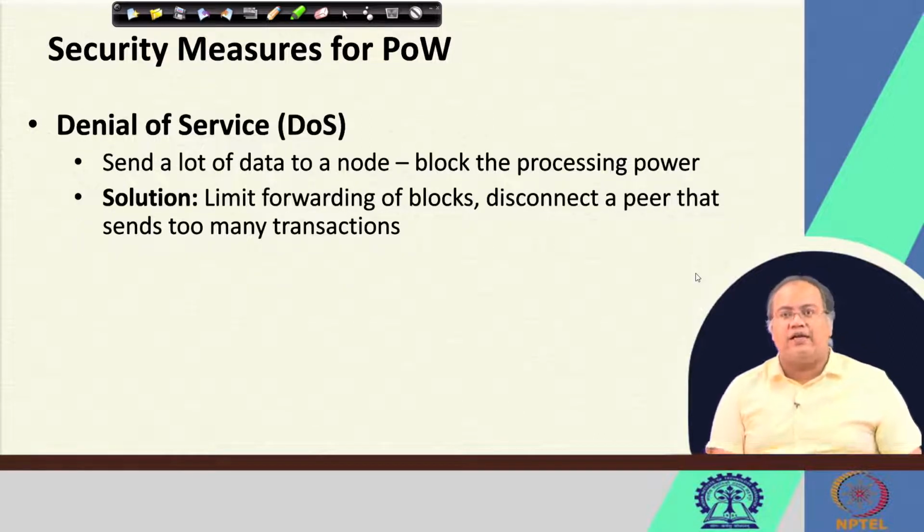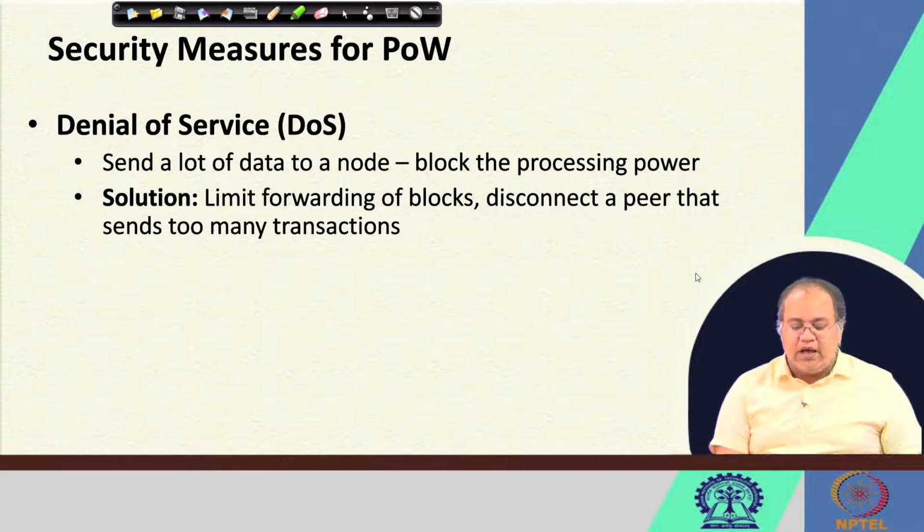The second attack is the denial of service attack. The denial of service attack is basically where one particular attacker sends a lot of data to a node, say a lot of transactions. So it blocks the processing power of the node. So that way, say you are just going to validate the transactions, and those are invalid transactions, and you are omitting them from the blockchain.